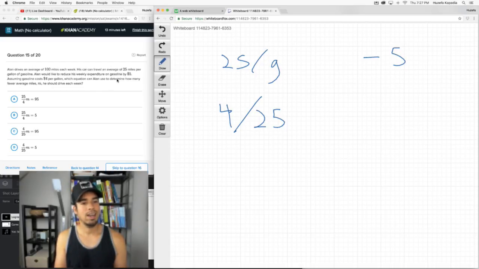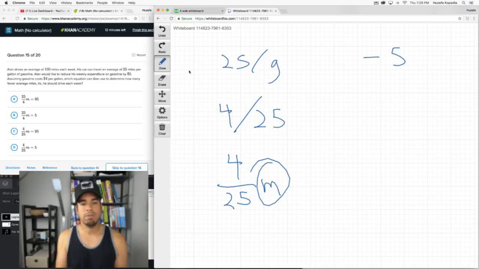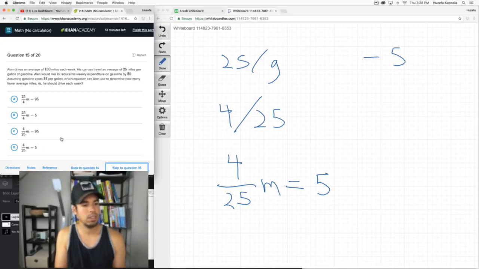Which equation can Alan use to determine how many fewer average miles he should drive each week? So his rate is $4 per 25 miles, okay? And that's the rate times m. We want to know what value of m this is going to equal, and we want to drop it by 5. This is our equation, and this is actually what d is. This is a really tricky problem. I remember the first time I did it, it took me a little longer.